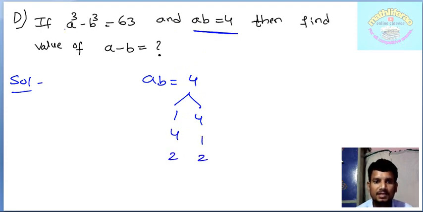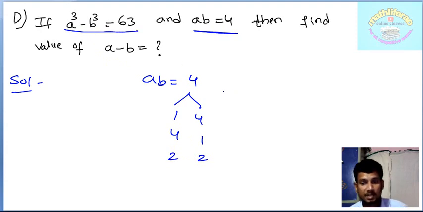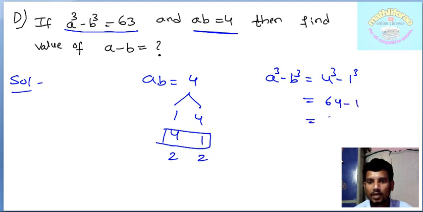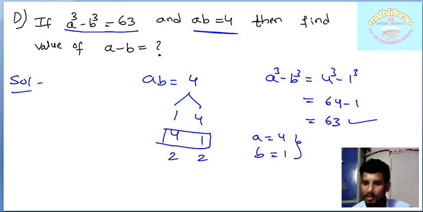So the first condition is a cube minus b cube equal to 63. To satisfy this equation, a cube minus b cube value 63 means a is the bigger number, b is the smaller number. So here 4 and 1. So a cube minus b cube equals 4 cube minus 1 cube. 4 cube means 64, minus 1 equals 63. So a value is 4, b value is 1. It satisfies these two conditions.